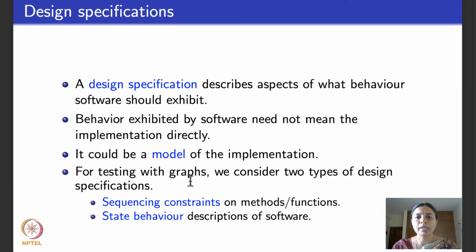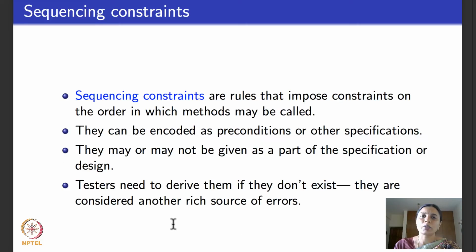While we do graph-based testing, we will consider two types of design specifications. What I'll do in today's lecture is what are called sequencing constraints, which are constraints on methods and functions that come in the design, on modules that come in the design. Not all sequencing constraints can be used to write all kinds of design specifications. For certain things that cannot be used, we will look at finite state machines that describe state behavior. That we will do in the next lecture. So what is a sequencing constraint?